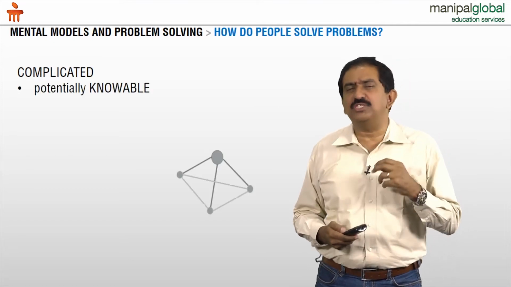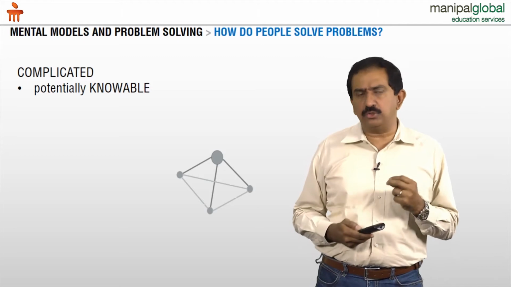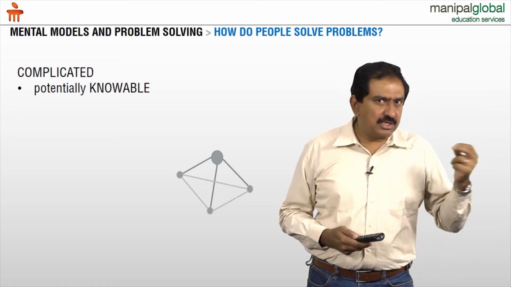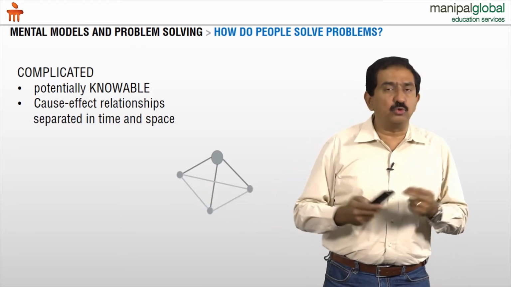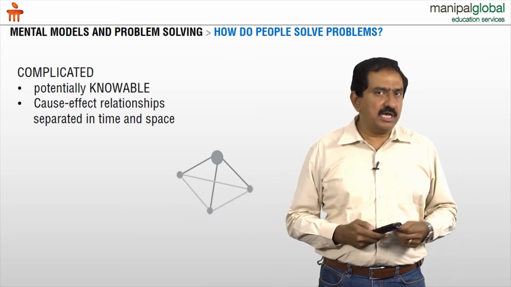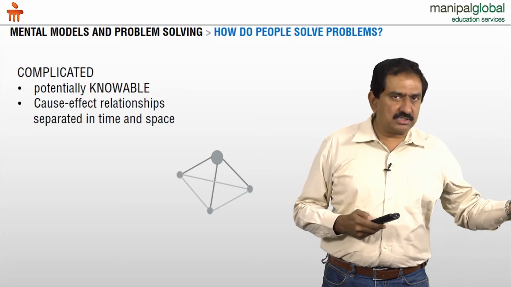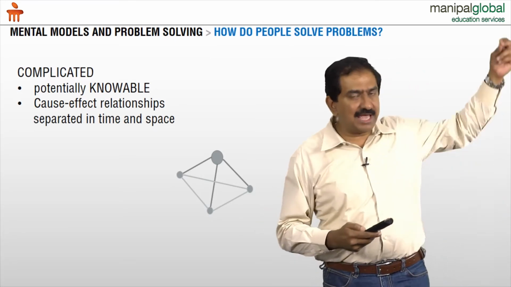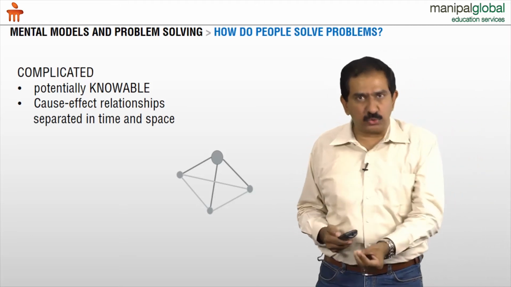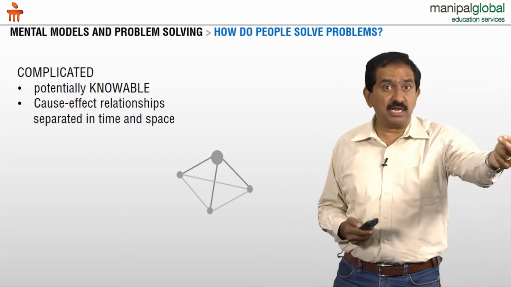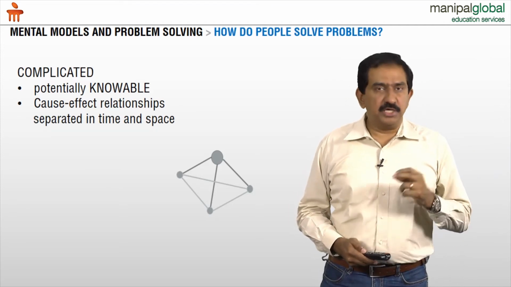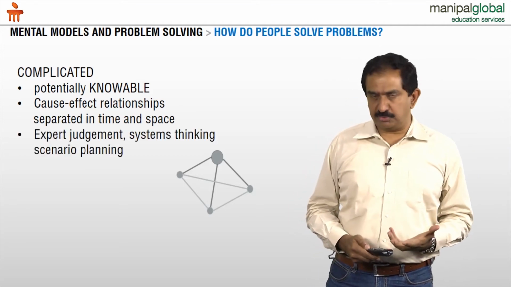You think you understand the solution. The beauty of this kind of situation is that the cause and the effect could potentially be separated either in space or in time or both. So something that happened in the past could impact you today, or something that happened in another location could impact you today. Here you use a lot of expert judgment.